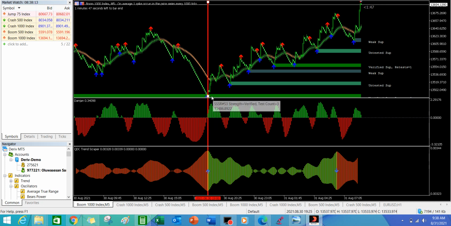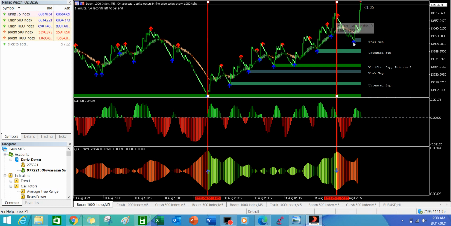Once the main chart is giving us the go-ahead, then we can come in and trade. Check out, the uptrend started from here, and it has been spiking since then till it got to this region where it has changed from uptrend to downtrend. Of course, it has changed from uptrend to downtrend.